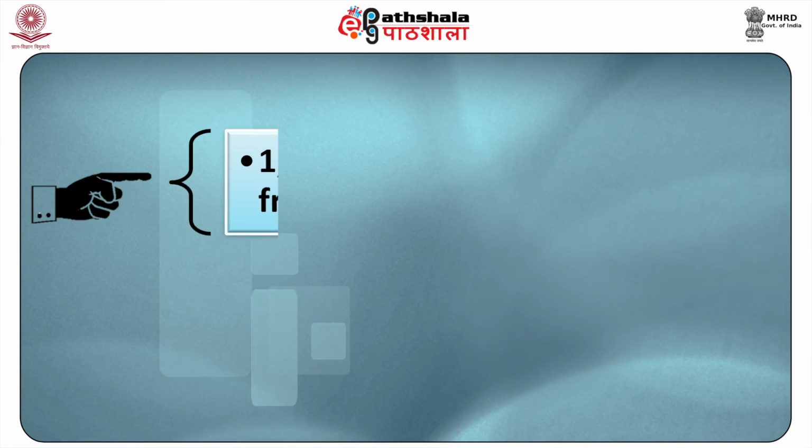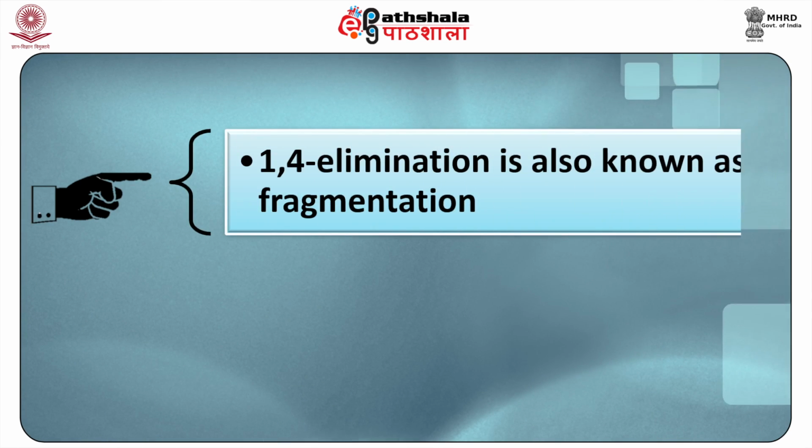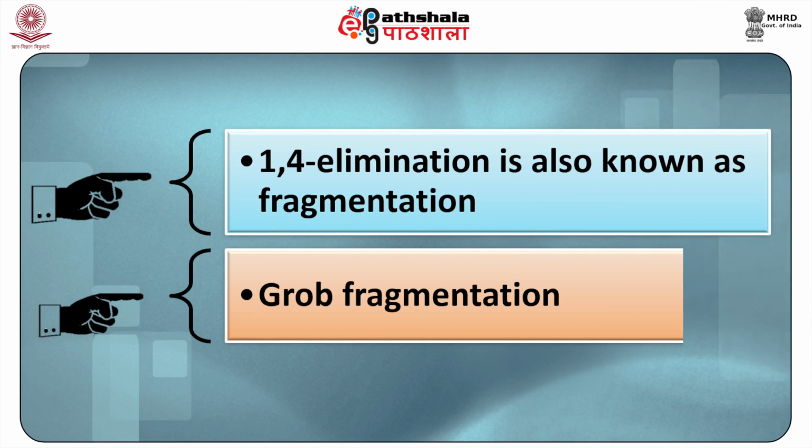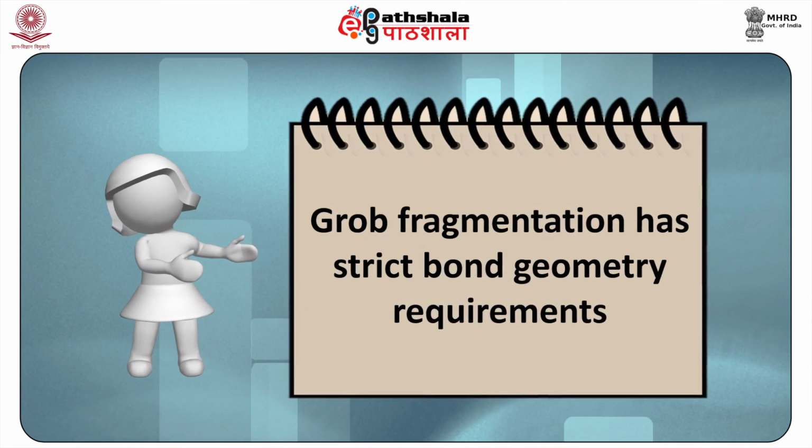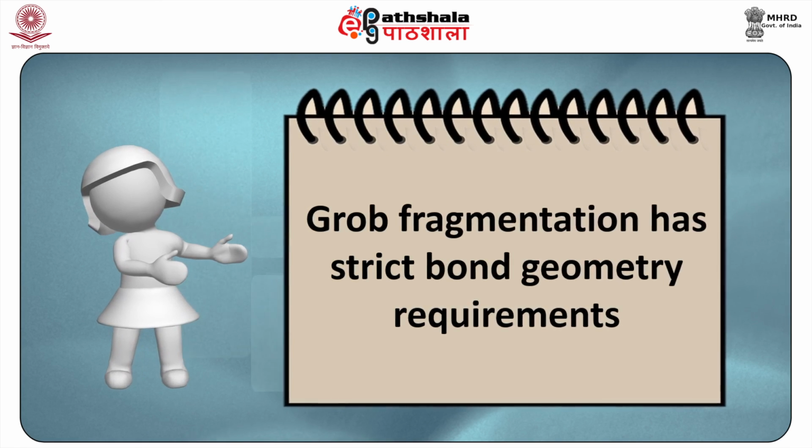The cis-elimination usually takes place by pyrolysis, and the pyrolysis of esters like acetate ester or any other ester takes place by cis-elimination, leading to the formation of olefins, and this goes via a cyclic transition state formation. And lastly, the 1,4 elimination, also known as Grob fragmentation, has strict bond geometry requirements. Only then will this elimination take place.